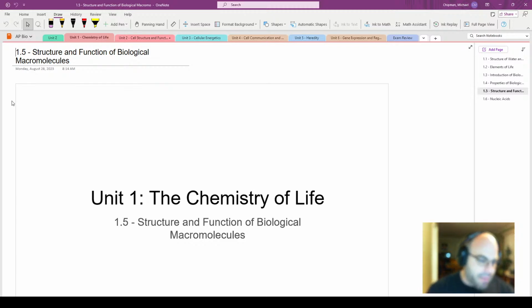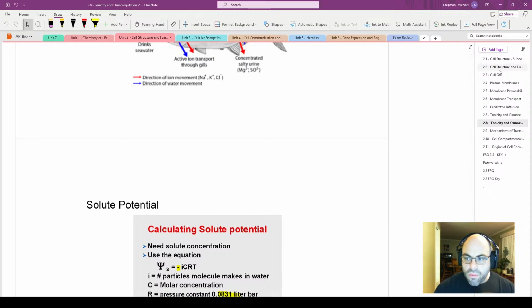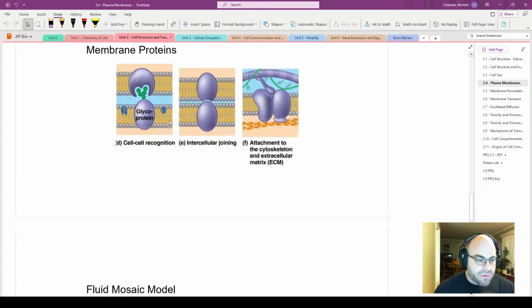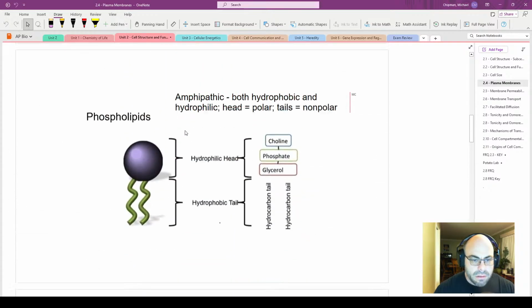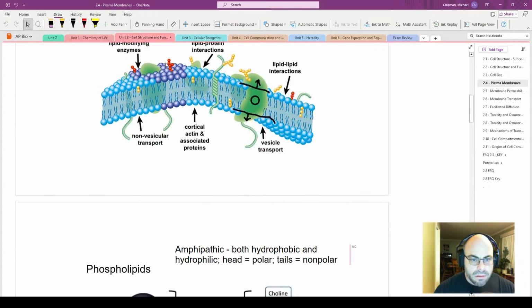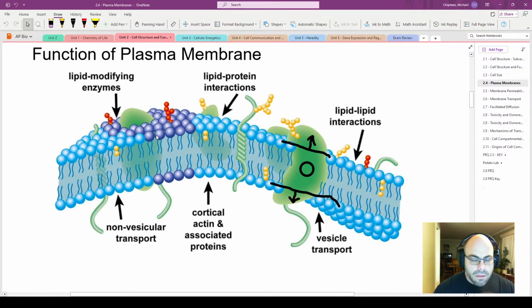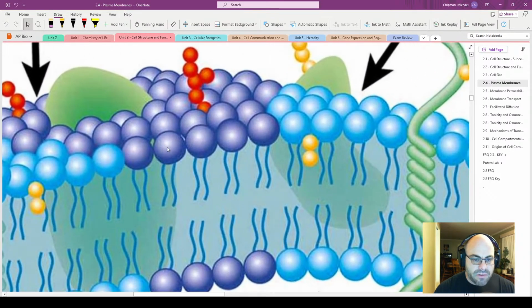Phospholipid bilayer, how molecules get in and out of the membrane. I can do that real quick before I go to sleep. One more thing. All right, so here's the phospholipid bilayer. It's made out of phospholipids. Phospholipids have a polar head and non-polar tails.